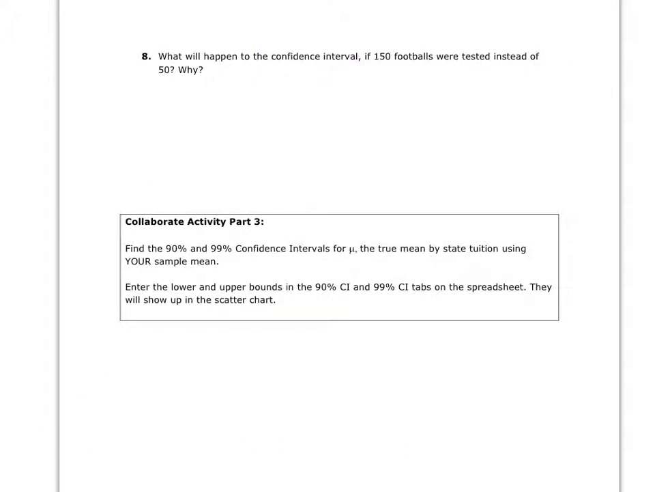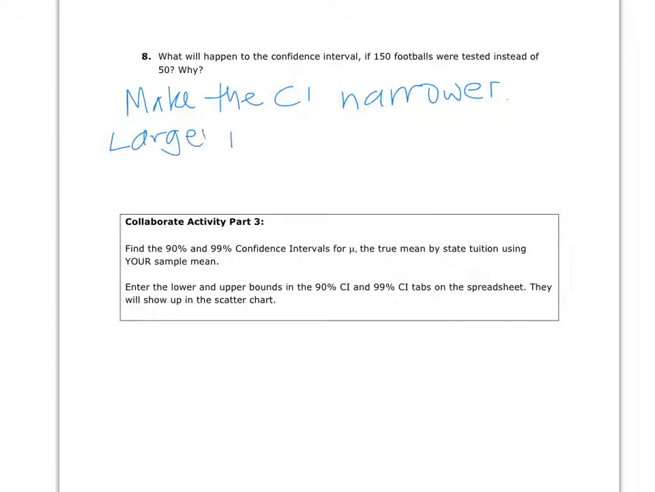Okay, one more question. If we sample 150 footballs instead of 50, what's going to happen? Well, hopefully we're getting the swing of this, and it is going to make the confidence interval narrower. And just like we said in the previous example, a larger n leads to a smaller margin of error.